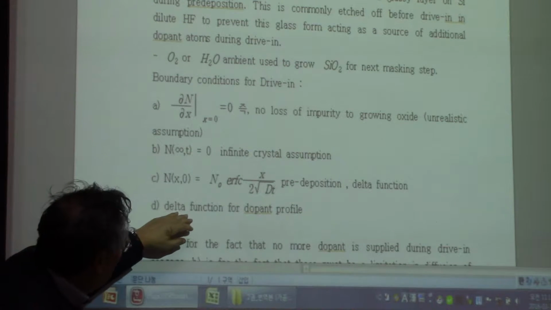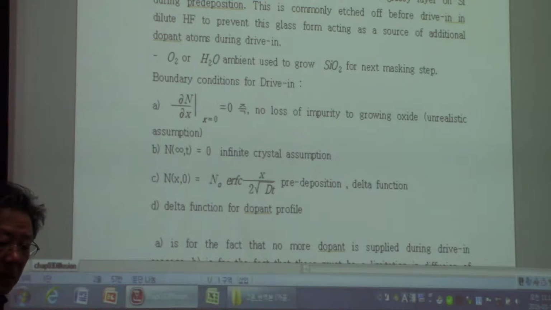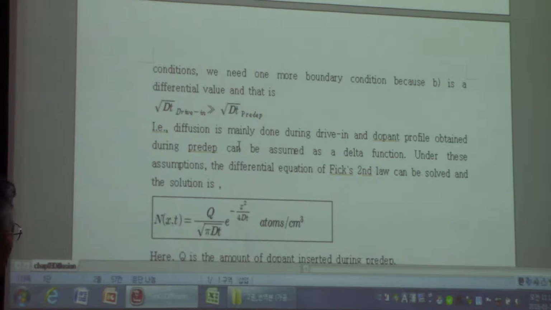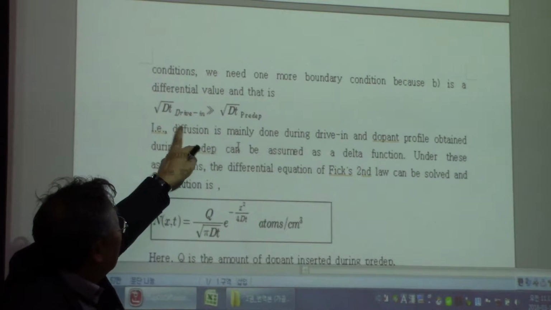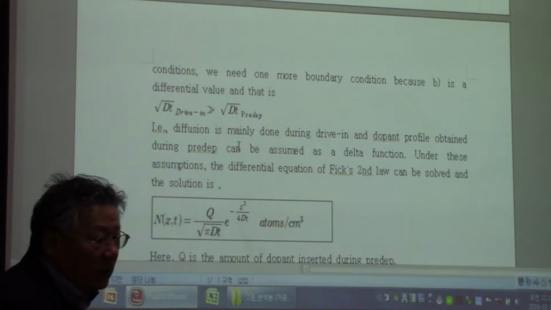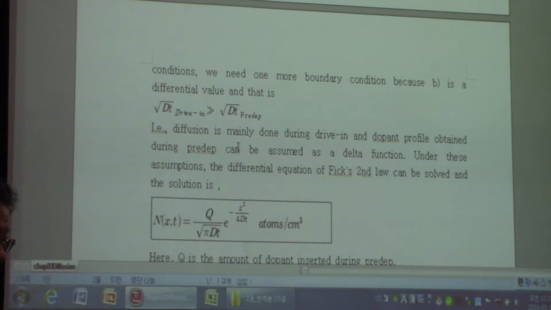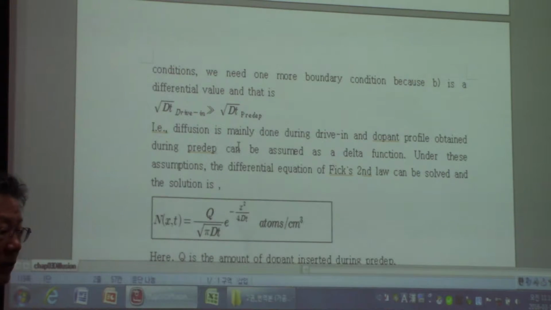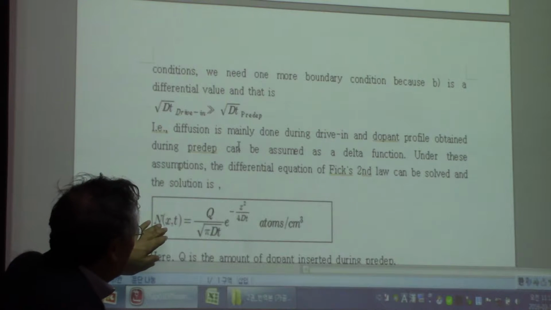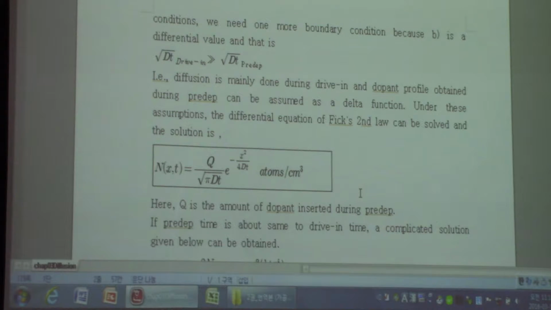And one more assumption which we are going to use is the delta function for the dopant profile, and that means the diffusion length for the drive-in is very much larger than that of the pre-deposition, so that no significant, considerable diffusion happens during the pre-deposition. If we can assume this, then the solution is going to be simple like this. That is a Gaussian profile.